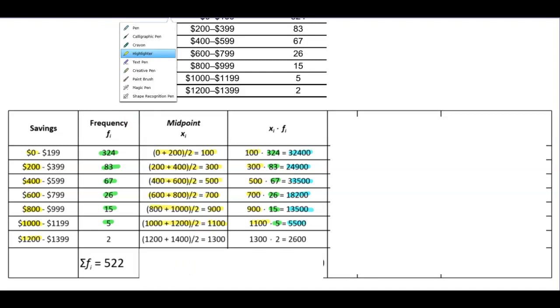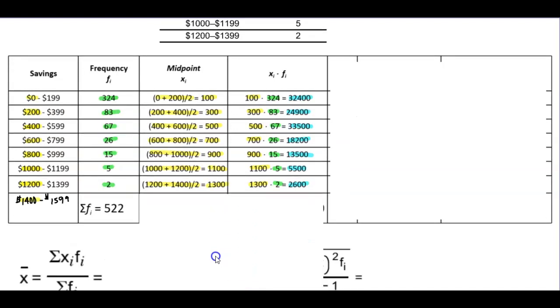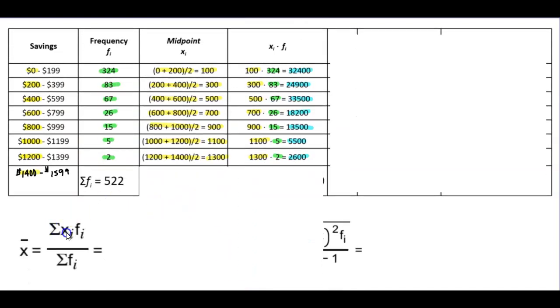Then the last one. Keep in mind that the next class would be from 1,400 to 1,599. Using the two lower class limits of 1,200 and 1,400 and dividing by 2 gives us a midpoint of 1,300. The midpoint of 1,300 multiplied by its frequency of 2 gives us the result of 2,600.